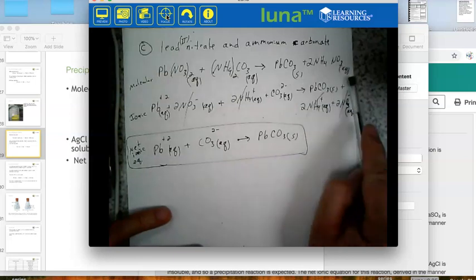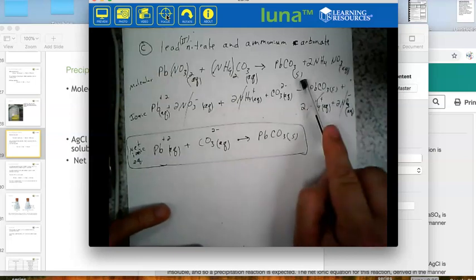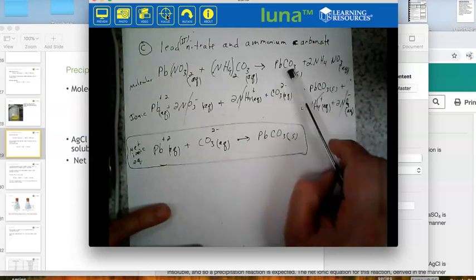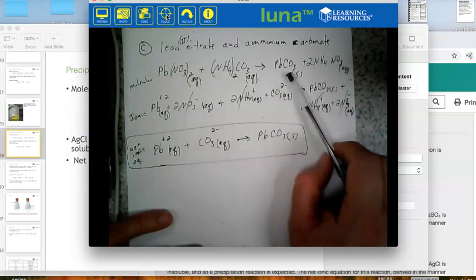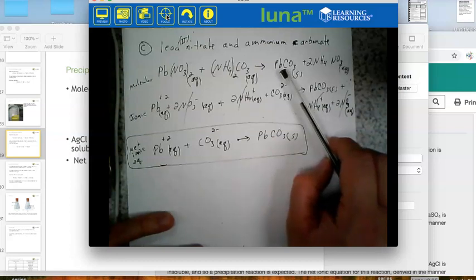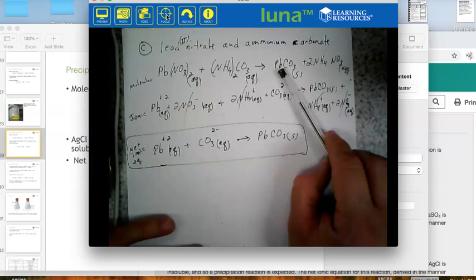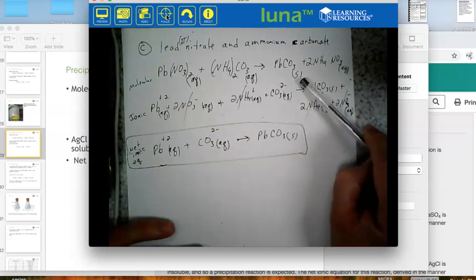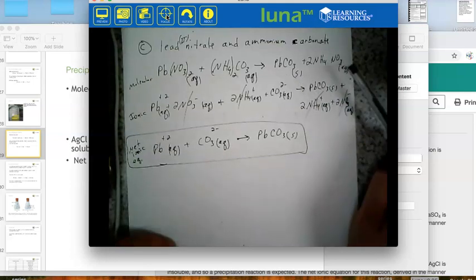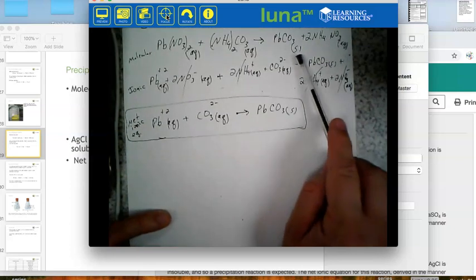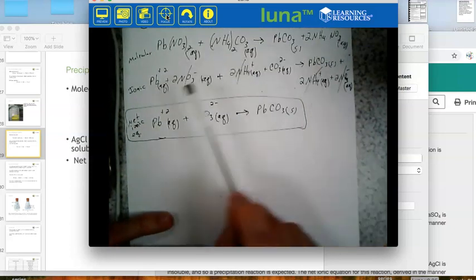All right, so now I need to predict the states of matter. We know that carbonates generally are soluble. Exceptions are silver, lead, mercury, calcium, strontium, barium. Here we have lead, so it's going to be an insoluble compound. And then, of course, nitrates are always soluble, so that's aqueous. So here our precipitate is formed.